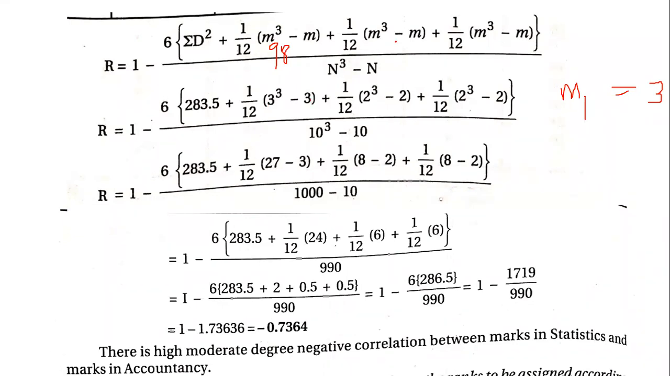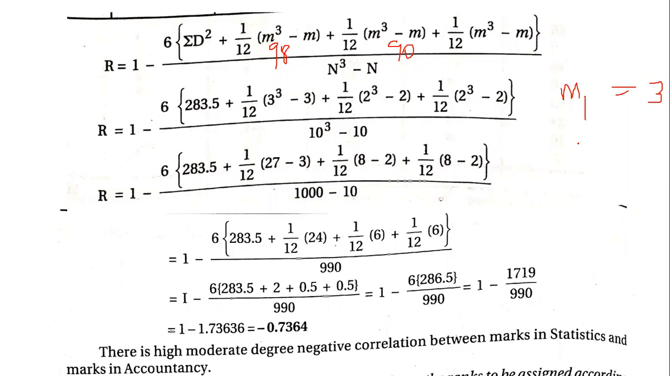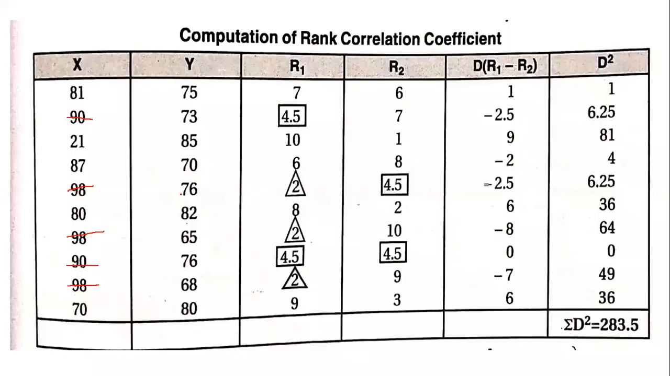Now for the second expression, it is for 90. When you go back to the table and check, 90 is repeated 2 times, 1 and 2. So I can take m2, or for here the m as 2. So in the place of m I will put 2, so 2 cube minus 2. Fine. Then again same expression, 1 by 12 into, this is for 76, which is of y. Now going back to the problem, 76 is repeated 2 times, 1 and 2.